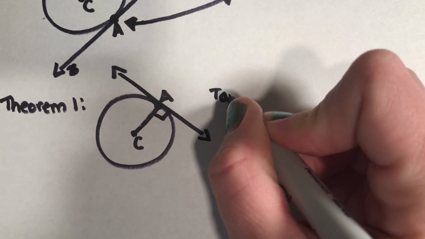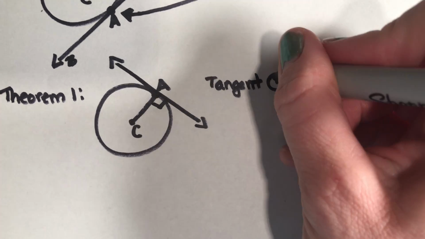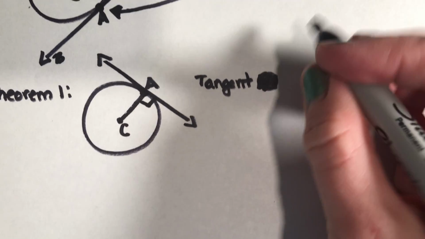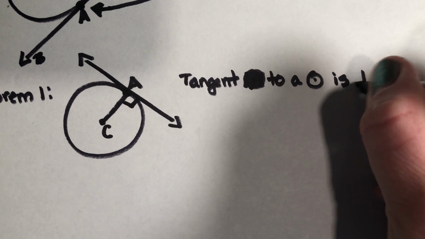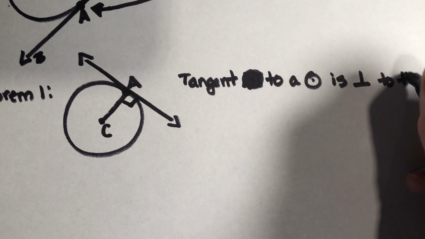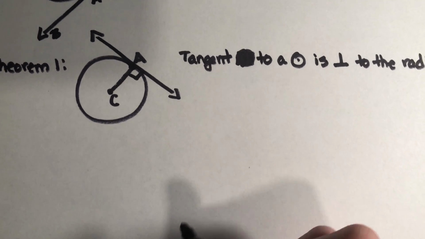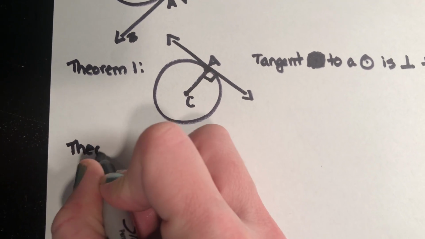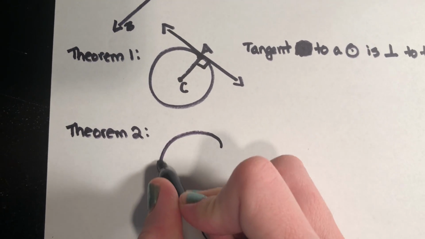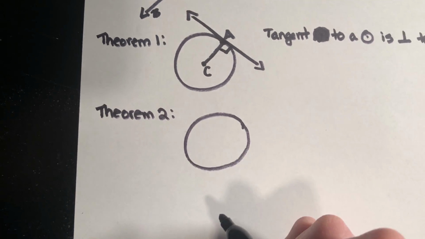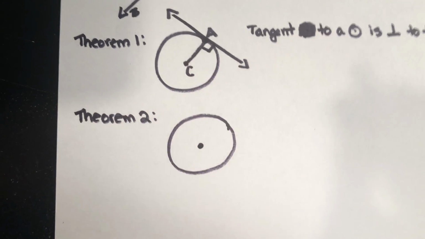Let's write that out. A tangent to a circle is perpendicular to the radius. All right, let's go with theorem 2 then. Theorem 2. I'll draw another circle here. Tangent segments to a circle from a point outside the circle are congruent.